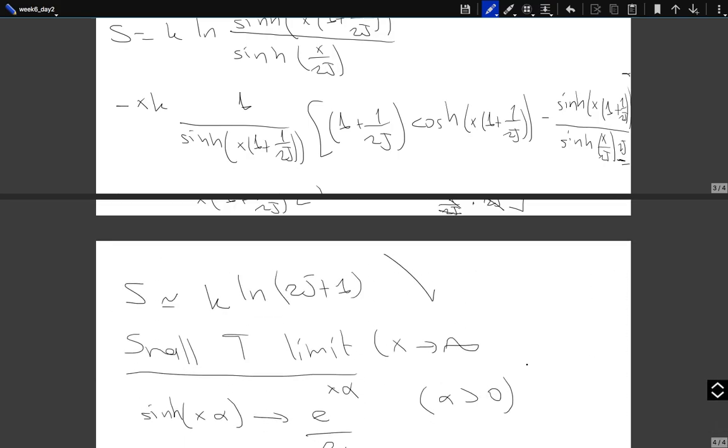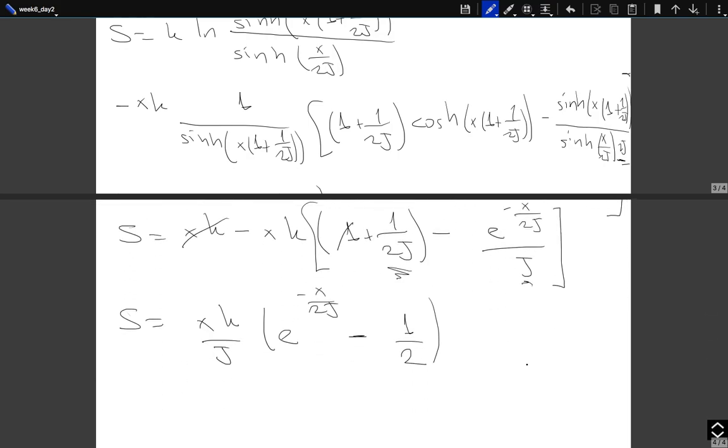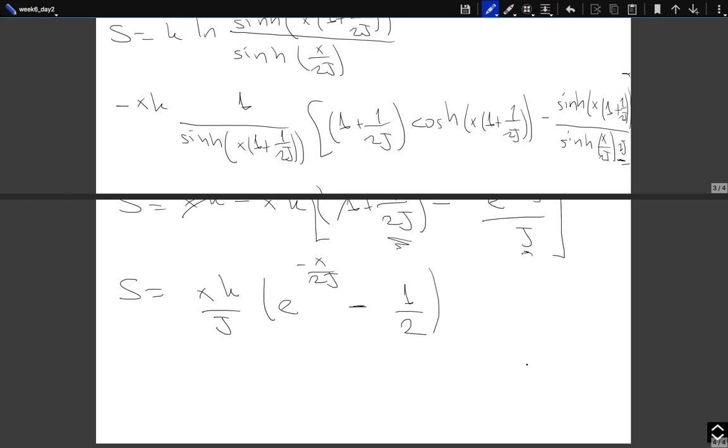And so we are looking at the limit x goes to infinity. Now let's see. S becomes, oh no, when x goes to infinity, we expect it to be 0. So there's apparently no problem over here.